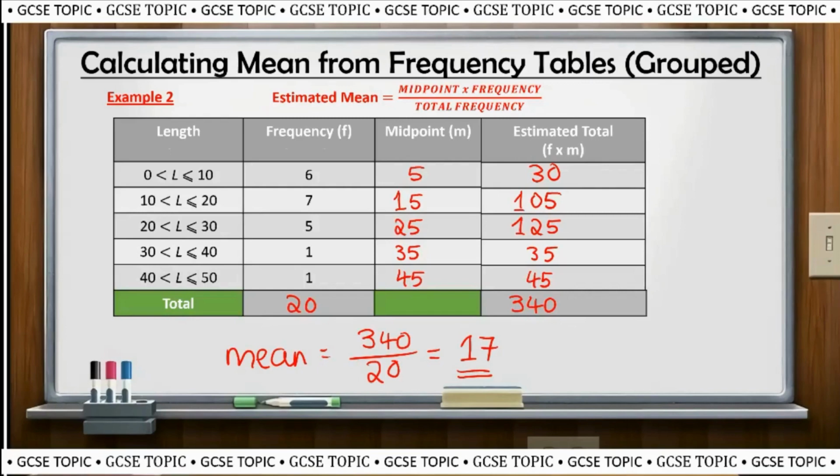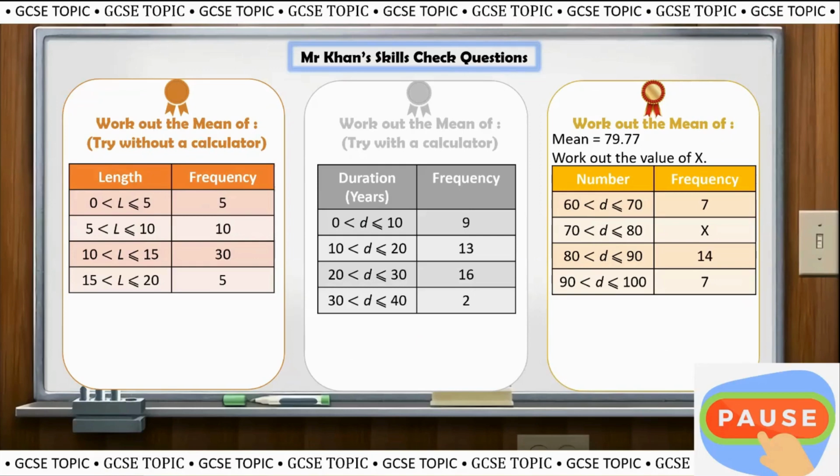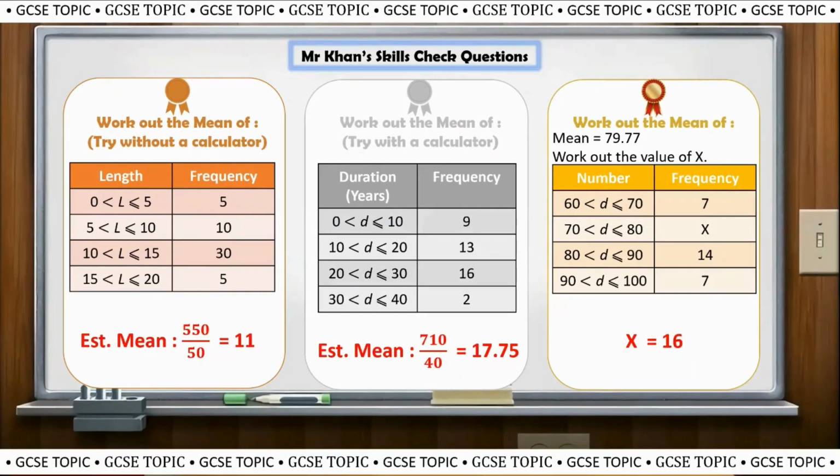Now that you have seen my worked examples, I would like you to practice the steps I've shown you by attempting Mr. Khan's skills check questions. Here are Mr. Khan's skills check questions. Please press pause and have a go at the questions on your screen. Once you have completed the questions, press play to mark your answers. Here are the answers to Mr. Khan's skills check questions. See how you have got on by marking the questions you have done.